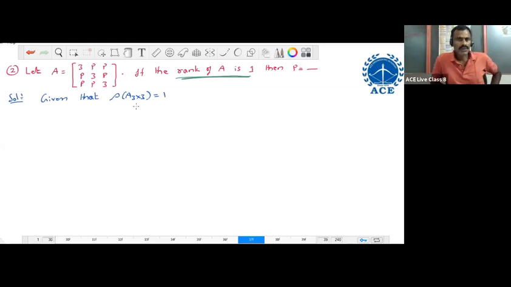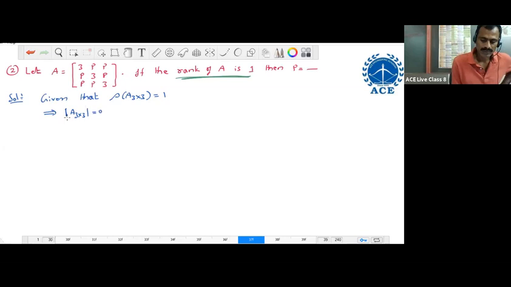For a square matrix, if you know the rank, we can say whether the matrix is singular or not. If the rank is the same as the order, then non-singular. If the rank is not the same as the order, then singular. So rank is not equal to its order. Therefore, it is a singular matrix only, which implies the determinant of A, 3 by 3, is equal to 0.